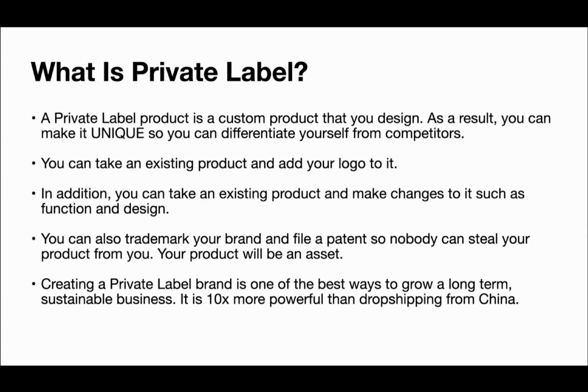So the first way to do private label is to take an existing product and add your logo to it. So you can get a t-shirt and you can add a custom design to that, right? That would be a private label product. But the more powerful way of doing it is when you take an existing product and make changes to it, such as changing the function or changing the design.